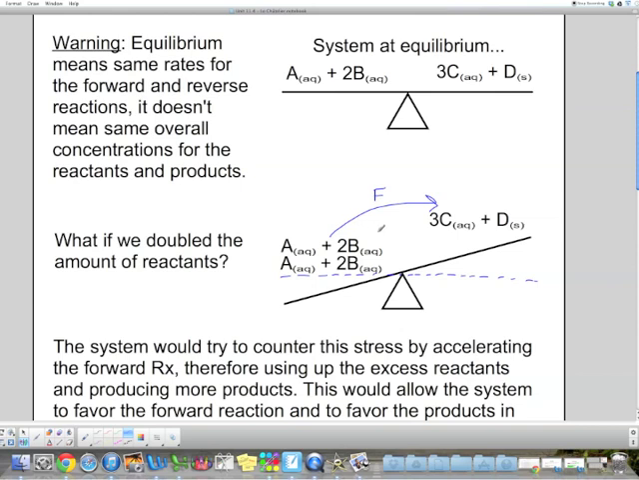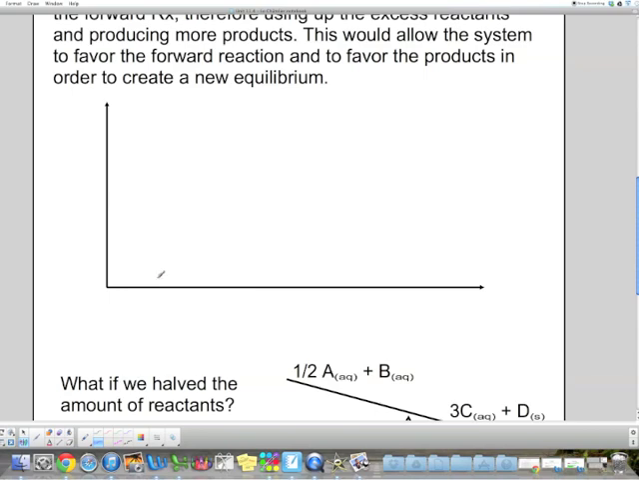So in this case, the forward reaction would be favored, making more C and making more D, and consuming A and B a little faster than C and D are being turned back into A and B. So the forward reaction would be faster than the reverse for a while in order to get rid of the excess here. And because we're getting rid of the excess here, it's making more of these. Okay, so how does this translate in terms of a graph?